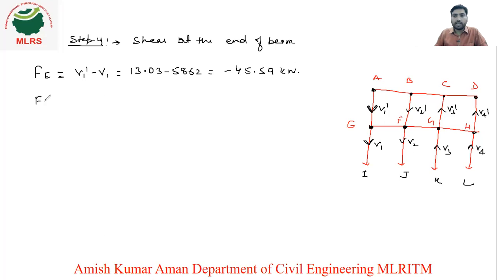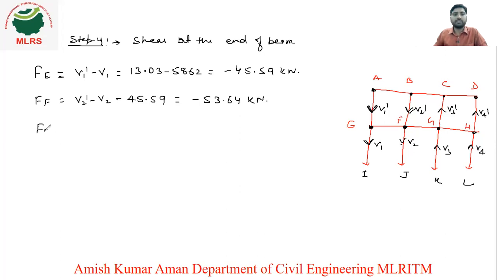Now F we will calculate at second. Again V2 dash is coming towards the joint and V2 is going outward. So V2 dash minus V2, and whatever value we got here, the same value we will repeat, the value of minus 45.59 kilonewton. So we put the same value with the same sign, 45.59, right? If you put this V2 dash value and V2 value, we will get minus 53.64 kilonewton.